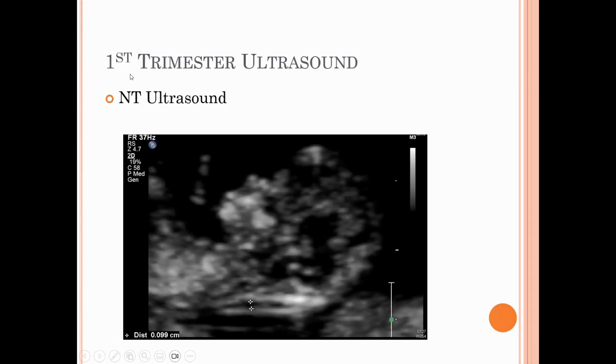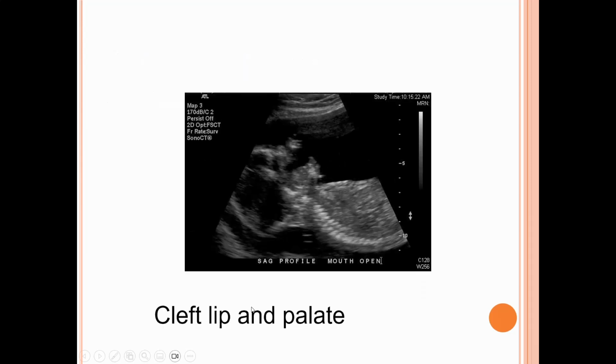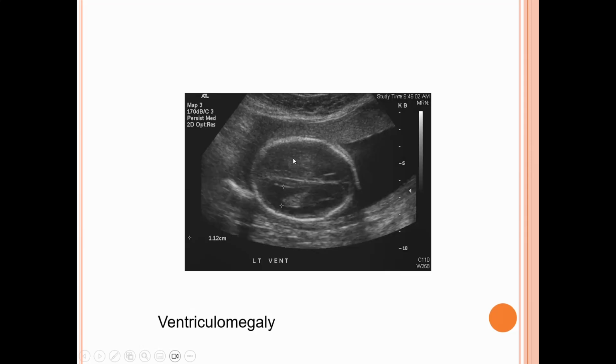So here, when you are seeing the first trimester ultrasound, you can see the neural tube, and here this is the neural tube. Okay, and cleft lip and cleft palate you can see here. Okay, so this is the soft marker. You can see here the developing vertebral column, this is the neck, developing head is there, this is the chest. So here is the cleft lip and palate. Then you can see here ventriculomegaly. Okay, so the ventricle is increased in size, ventricle here. So this is known as ventriculomegaly.